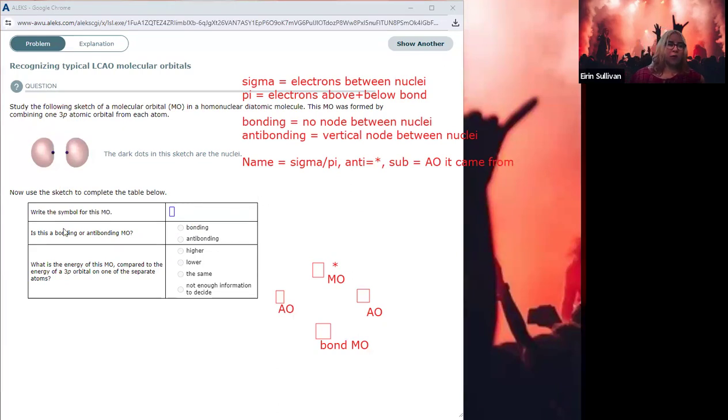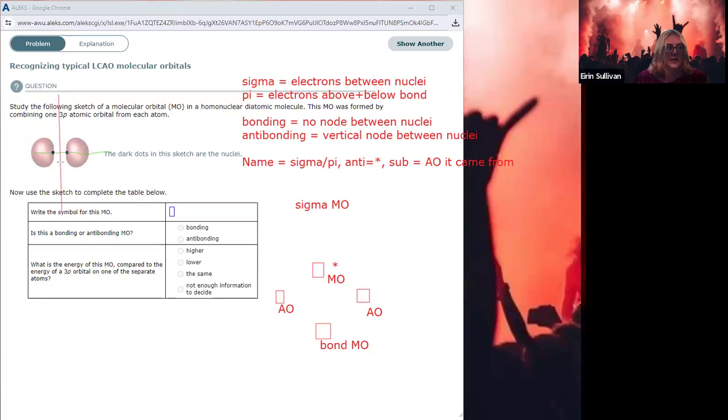I want to do another one because I know this is a tricky concept to get your head around to start with. Let's work out everything we need to know about this molecular orbital. Is it a sigma or a pi molecular orbital? The electron density is along the bonding axis, so it is a sigma molecular orbital. Next, is it bonding or anti-bonding? We look for a node between the nuclei. And yes, there is. This is what a vertical node looks like.